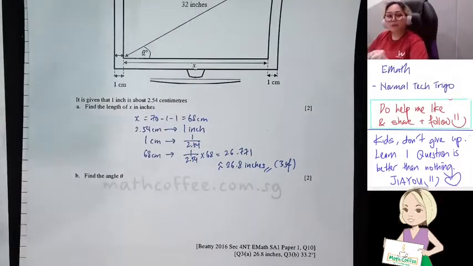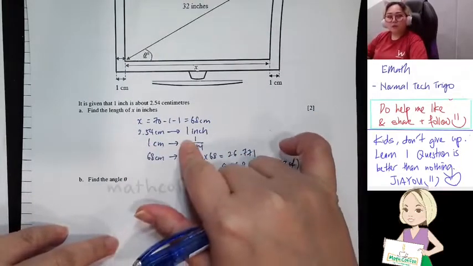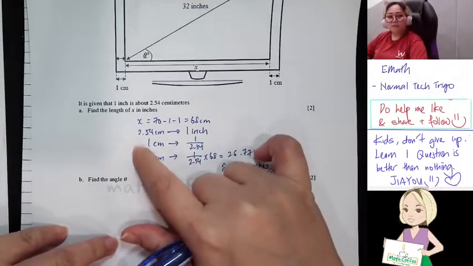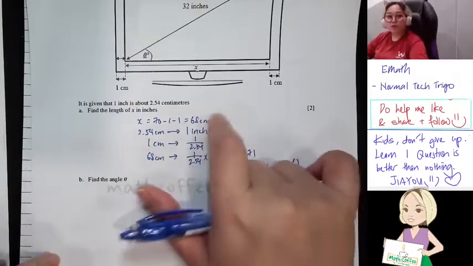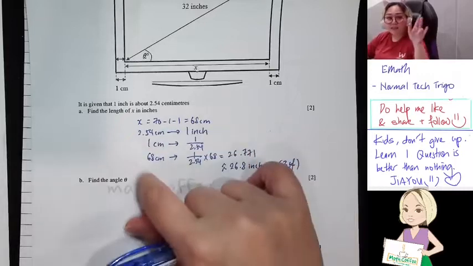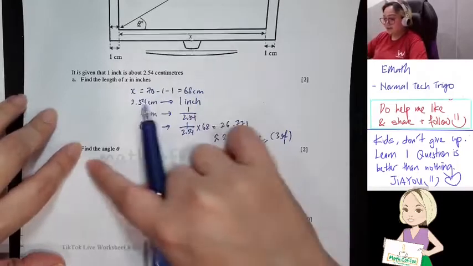Okay, this is a bit of a unit conversion. On the left hand side, there's 1 unit there. I see 2.54, so 2.54 units is 1 inch. Then find 1 unit, then find 68 units. Same concept. Okay, now they ask us to find the angle theta.